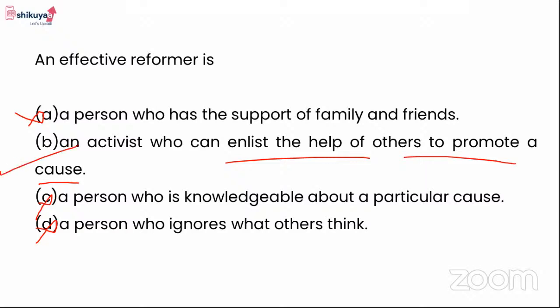What's your answer, everyone? What do you say? Very nice, Aishwarya. It's B. Very good. Did you understand?